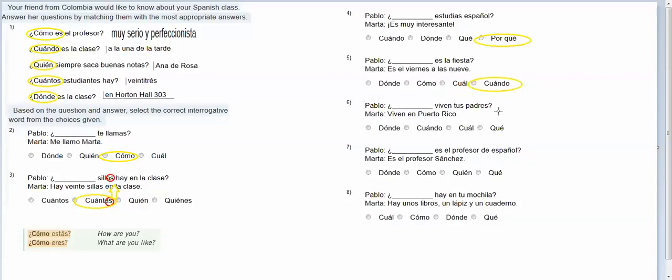Okay, Pablo blank viven tus padres, viven en Puerto Rico. So now you're given a place. So what do you want to know about the parents living? Probably where do they live? They live in Puerto Rico. So ¿dónde? And then Pablo says, blank es el profesor de español, es el profesor Sánchez. Here you're trying to identify someone and it's only one person, so you would use quién. Who is el profesor de español? Es el profesor Sánchez. And Pablo says, blank hay en tu mochila, hay unos libros, un lápiz y un cuaderno. What's in your book bag? Okay.